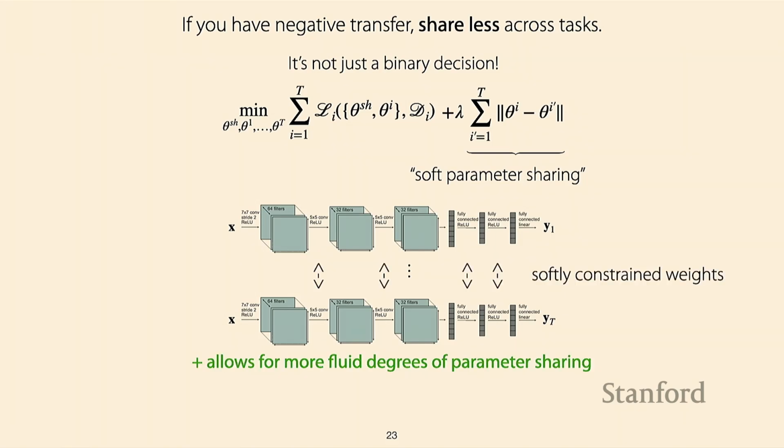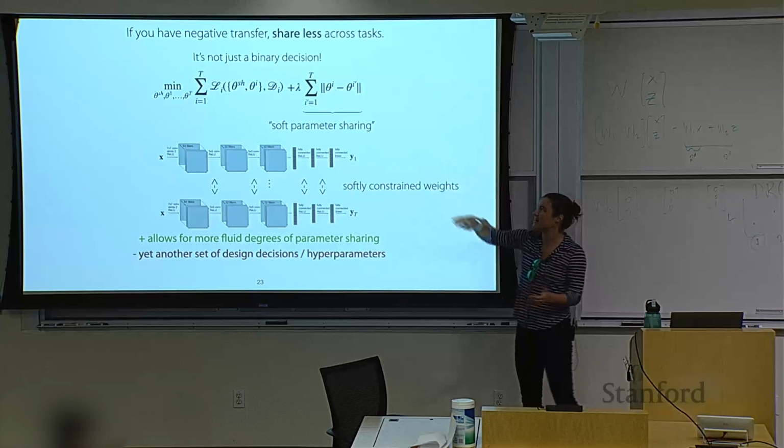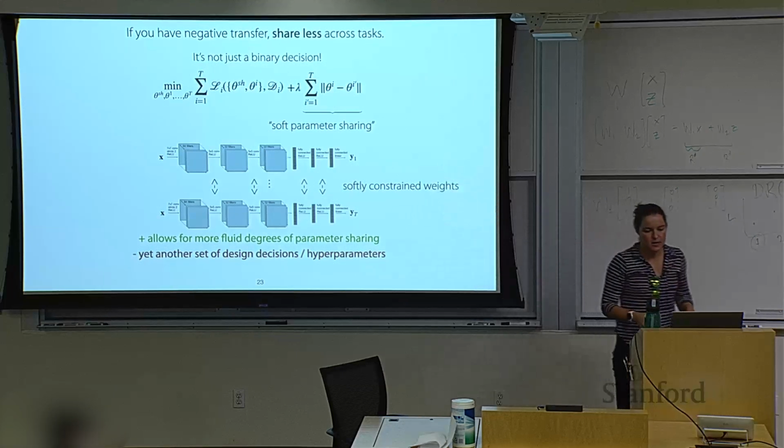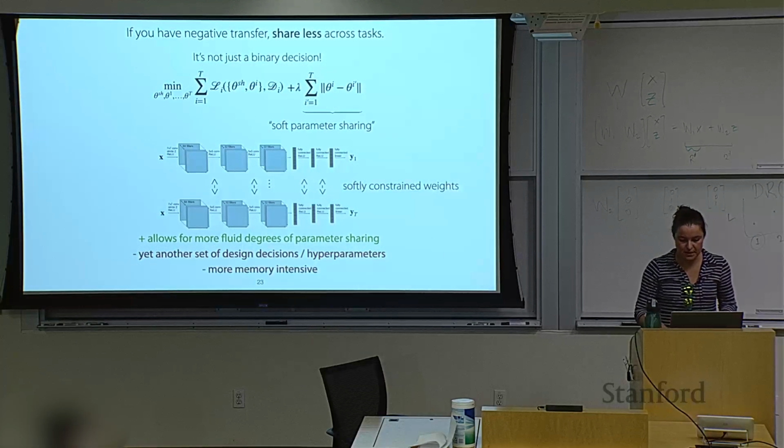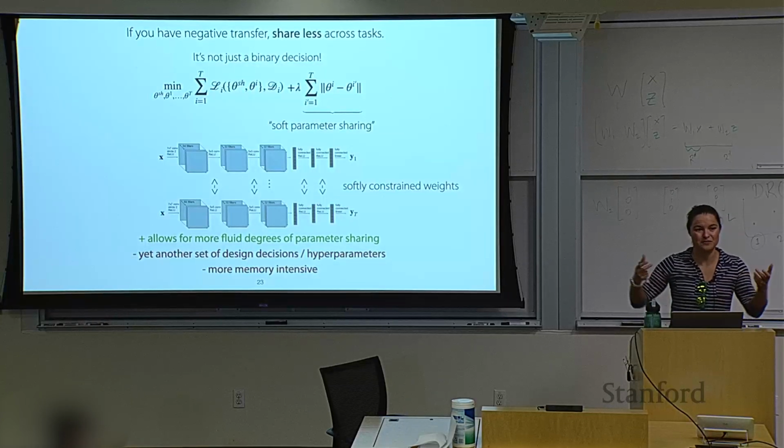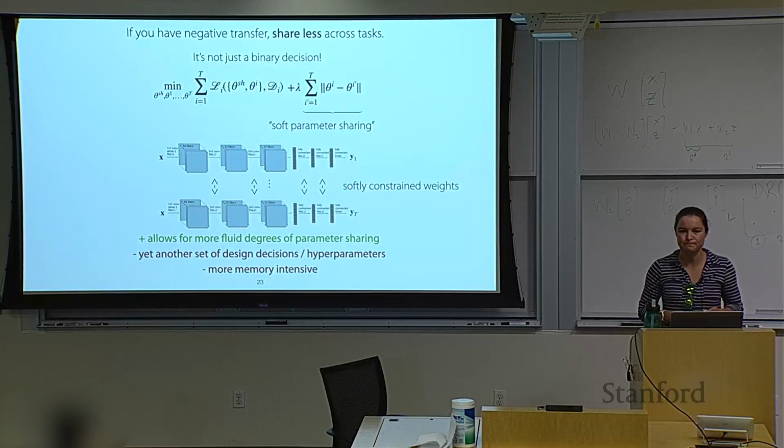Some of the benefits of this is that it can allow for more fluid degrees of parameter sharing, and things like fine-tuning are also an example of that. It's also worth acknowledging, though, that this has some limitations because this introduces yet another set of design decisions and hyperparameters. You need to figure out how to weight that loss function that ties them together. And this is also going to be more memory intensive because you have to store separate parameters.